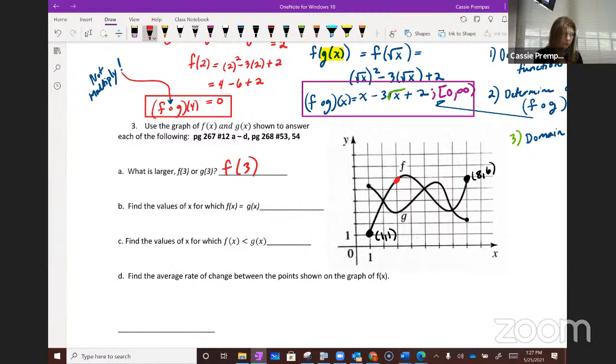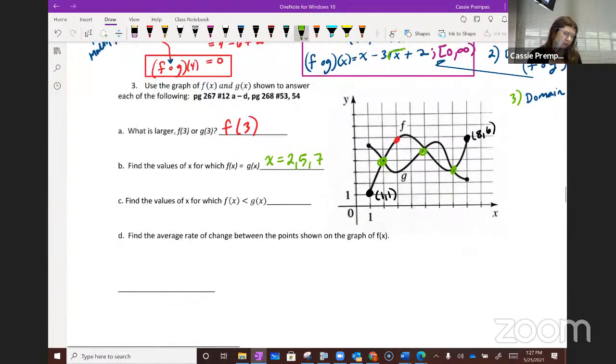Find the values of x for which f of x equals g of x. So now we're looking here, here, and here. Those are 3 specific locations. What are the values of x? 2, 5, and 7. Awesome. But we just say x equals.